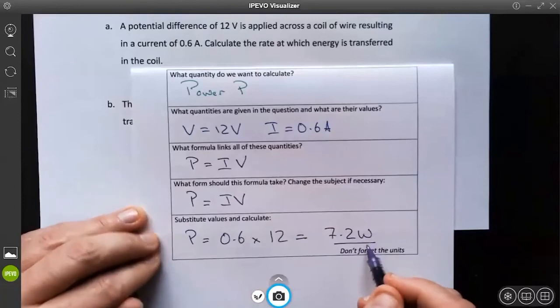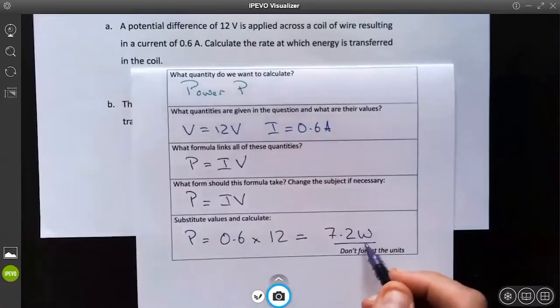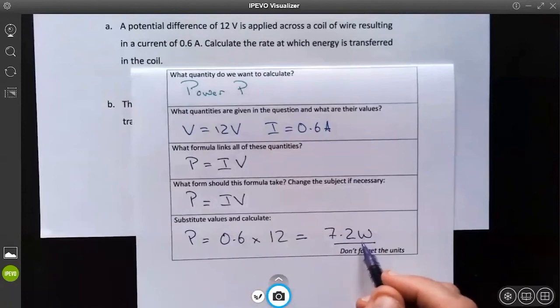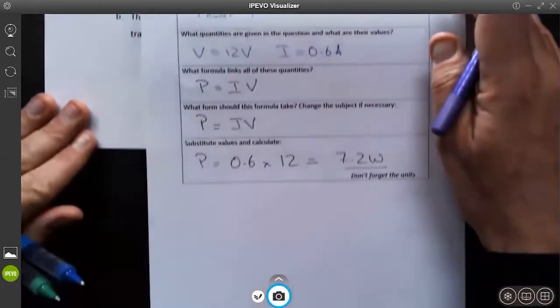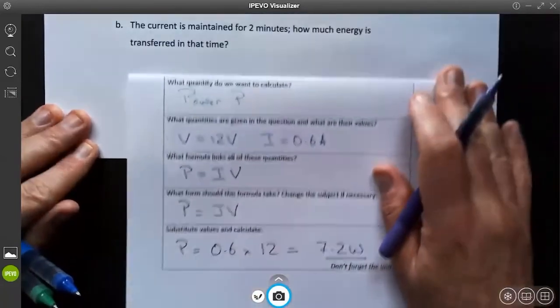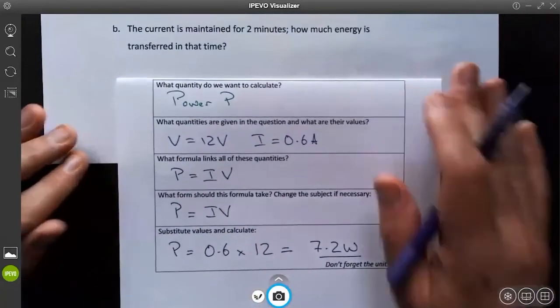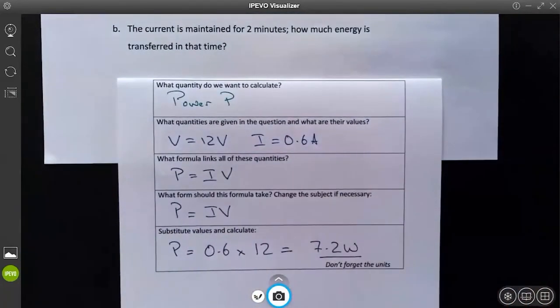And remember that 1 watt is 1 joule every second. We're going to need that value in a moment as we tackle part B. So part B asks us to calculate the total amount of energy transferred in 2 minutes.